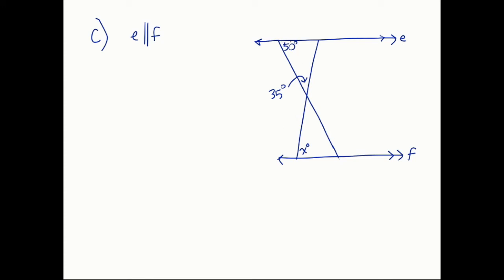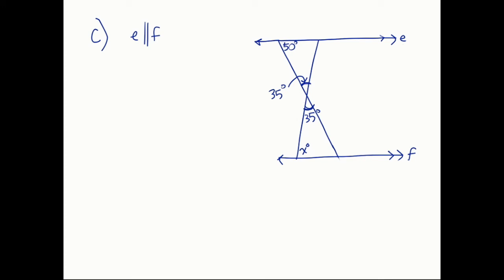So I know that this angle up here is 50, this angle right here is 35, and I'm trying to find x down here. Well, first thing I notice is that the 35 angle, this angle right here, is vertical angles with this one. So I just like to label as much as I can so that I can figure out the problem even more easily. So this angle right here has to be 35. I'm one step closer in figuring out x.